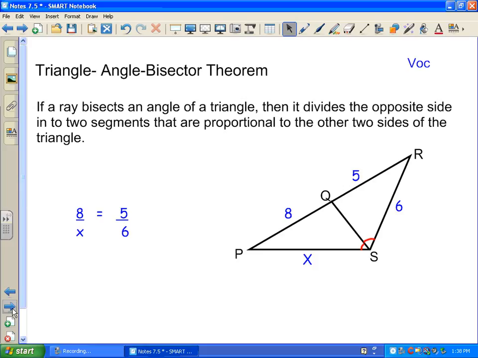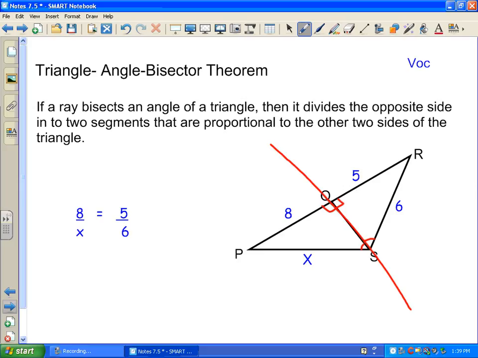It helps you to take a ray. It doesn't have to make a right angle where it bisects, luckily. So you have, it's perpendicular right here, but the other corner could be any angle. And it says when you do that, it divides the side that it is across from into two segments that are proportional to the other sides of the triangle. So it's kind of like if you divide this angle in half, then you've divided that long side of this obtuse triangle into two pieces.